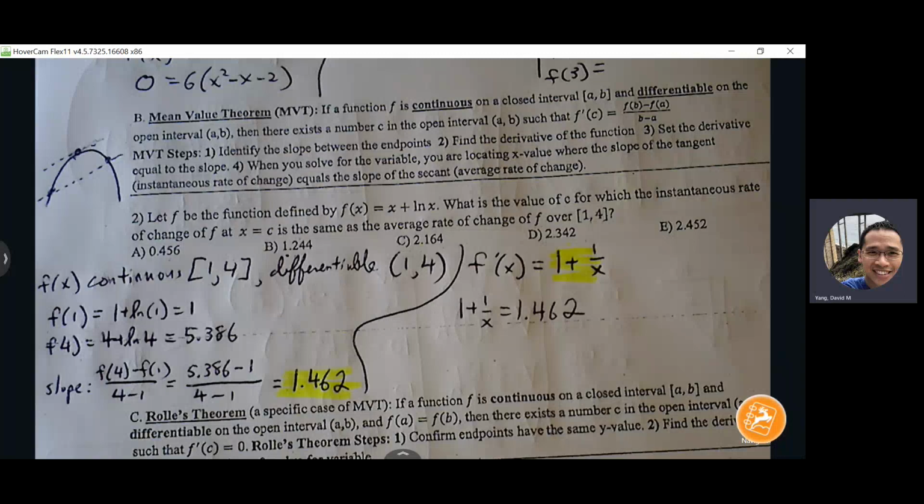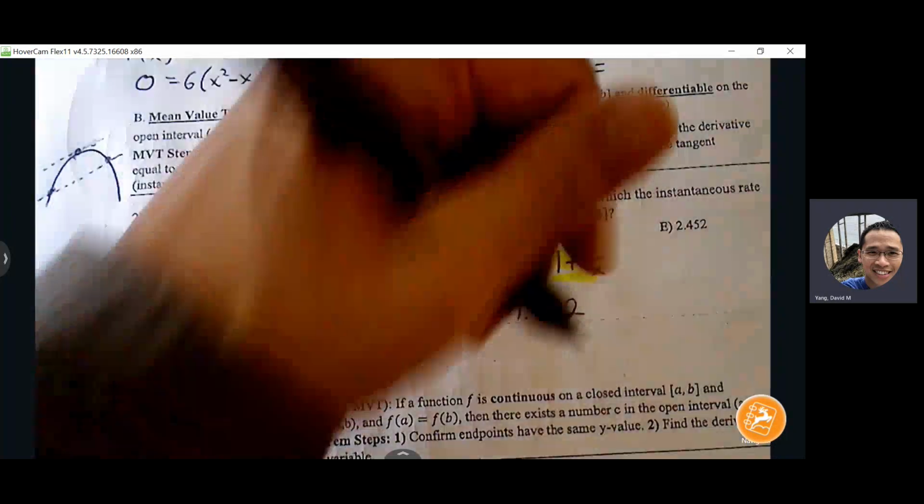That says, what is the value of c? That c is your x value, where the instantaneous rate of change, where the exact steepness, is the same as the average rate of change. Average rate of change is this average slope, which is 1.462. Okay, so I can subtract 1, cross multiply, and solve for x.